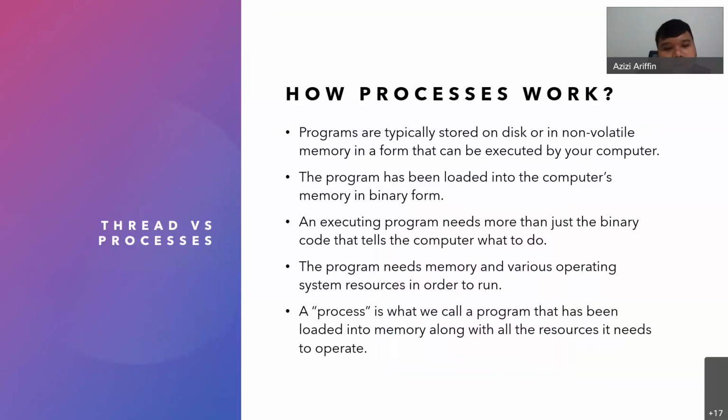So how a process works. Programs are typically stored on a disk or in non-volatile memory in a form that can be executed by computers. And a program is loaded into the computer's memory in a binary form. An executed program needs more than just binary code that tells the computer what to do. A program needs memory and various operating system resources in order to run. And a process is what we call a program that has been loaded into memory along with all the resources it needs to operate.